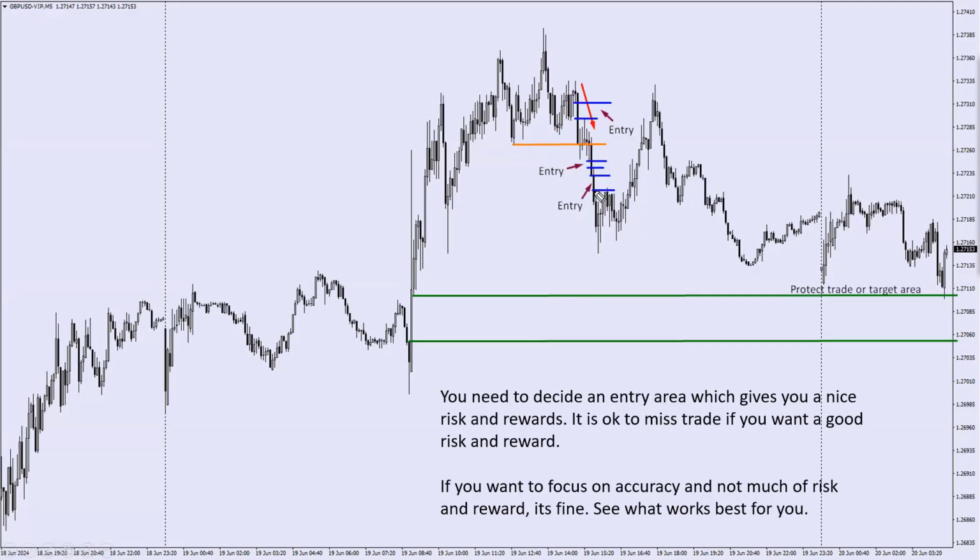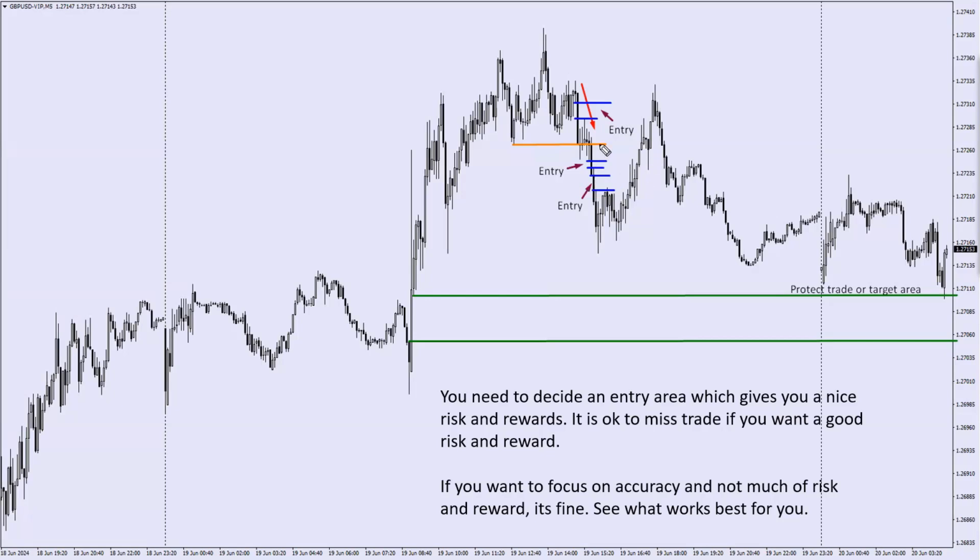So if you have that, then it would have created gaps right over here, right over here, right over here. Now these are all the gaps that you could potentially enter. Now, where do you enter? Where you decide to enter is an area that gives you nice risk and reward. So it's okay to miss a trade if you want a good risk and reward. It's fine. Okay, so if you think this is where you want, here the chances of filling it are the highest, because it's the lowest gap right over here.